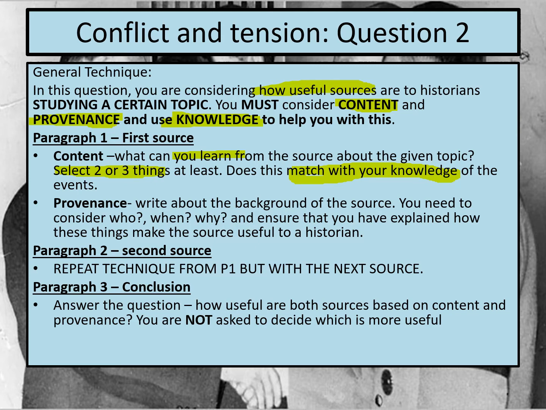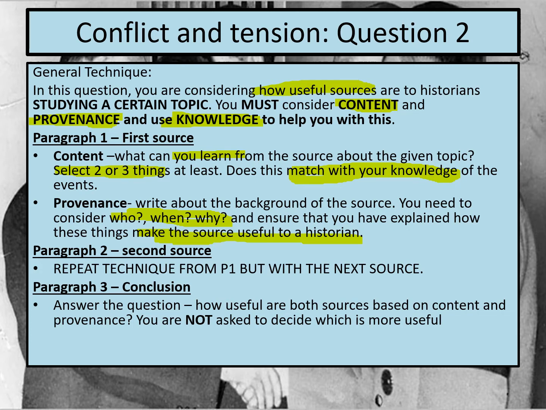Also, within that first paragraph, when you're looking at the first source, you then think about, well, what's the background? Who made it? When was it made? Why? And then how does that make it useful to a historian? We're going to have a look at an example of this in action in a moment. And then you simply repeat it for the second source. Finally, you answer the question.